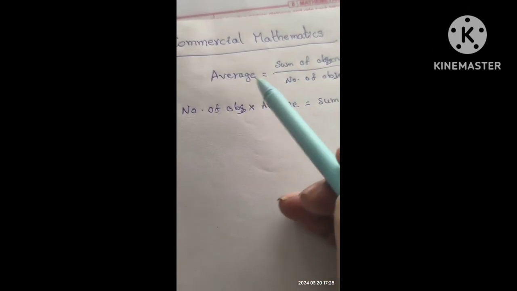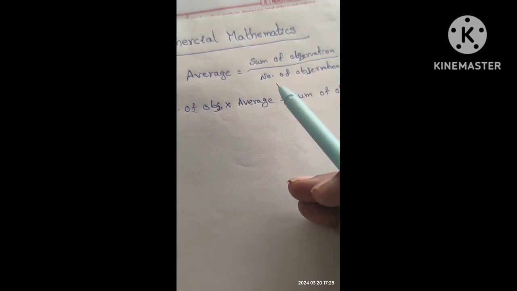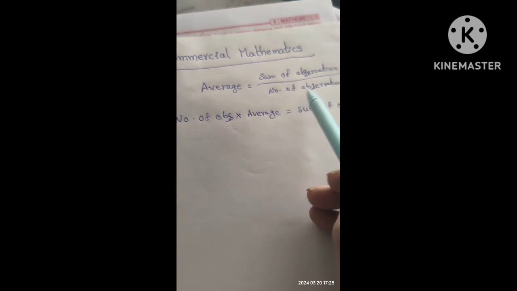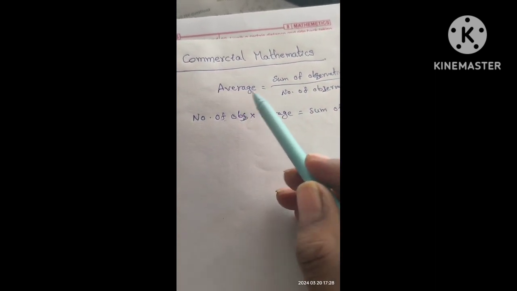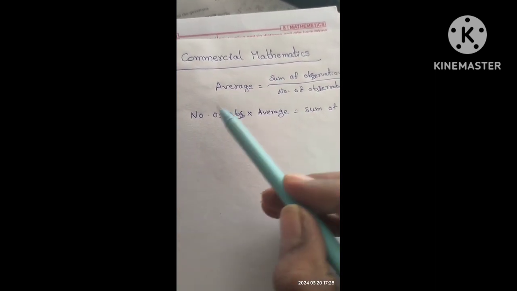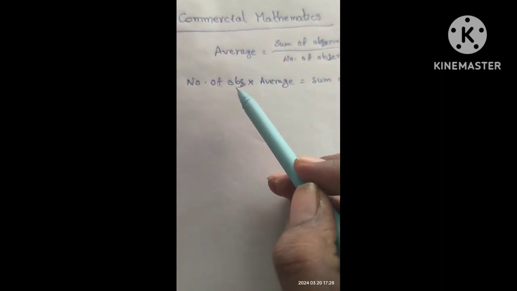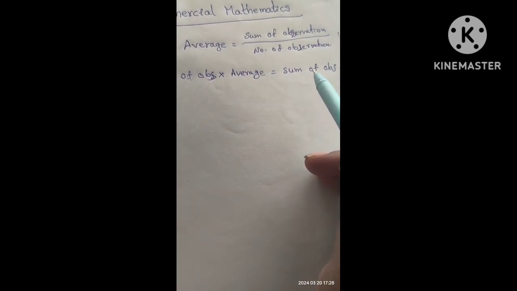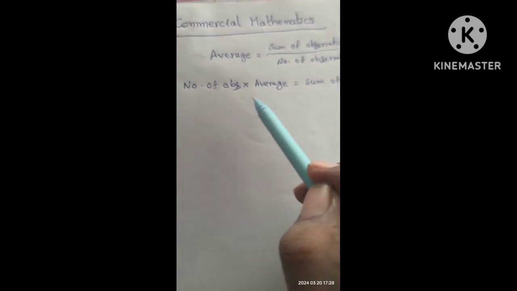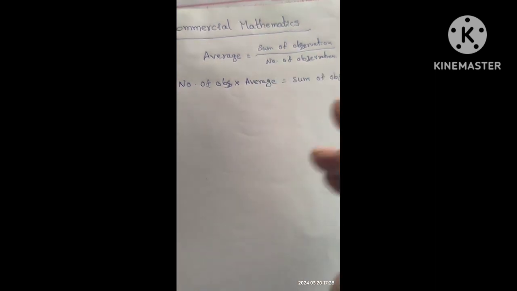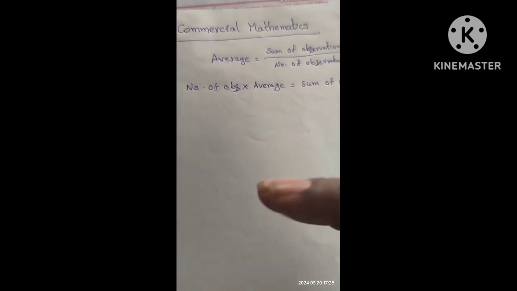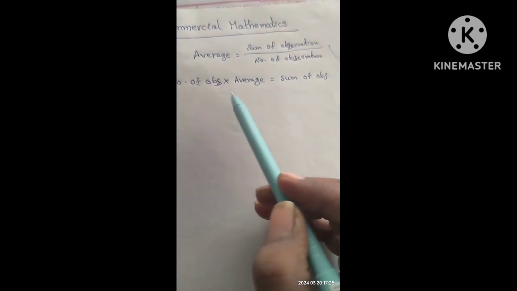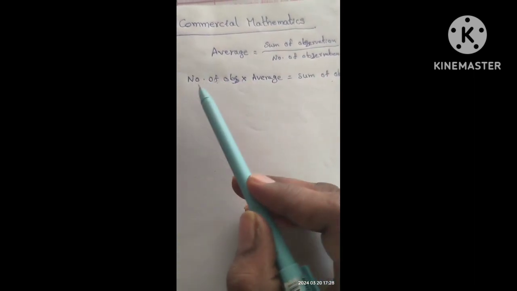Already you know the average. It is nothing but sum of observations by number of observations. Then if you transpose number of observations to this side, the division becomes multiplication. Then we will get number of observations into average is equal to sum of observations. We will use this mainly when you don't know the observations. Without knowing the observations, if you know the average, then to find the sum of observations, we will use this formula.